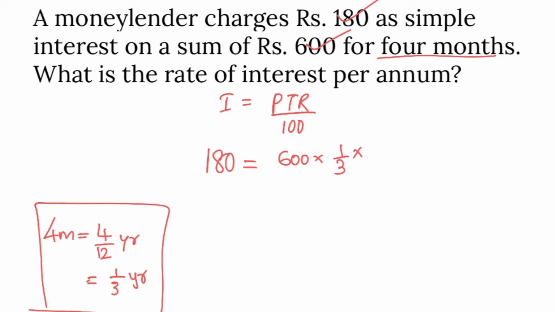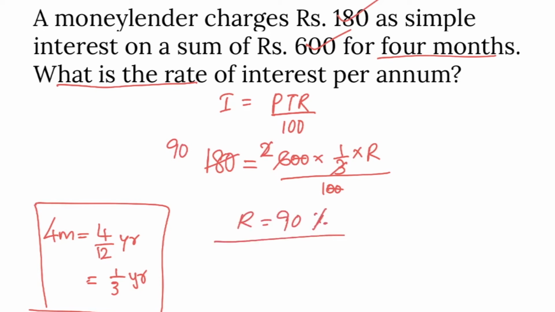And rate of interest is required. What is the rate? Rate of interest is required divided by 100. 2 zeros cancel. 3 2 times 6, 2 90 times 180. So rate of interest is 90%. The rate of interest is 90%. Then only we will pay 180 rupees for 4 months.